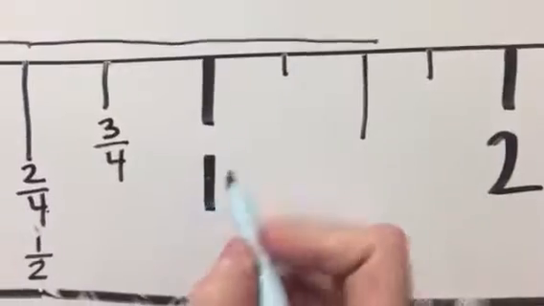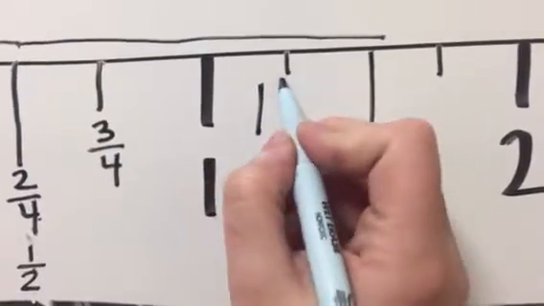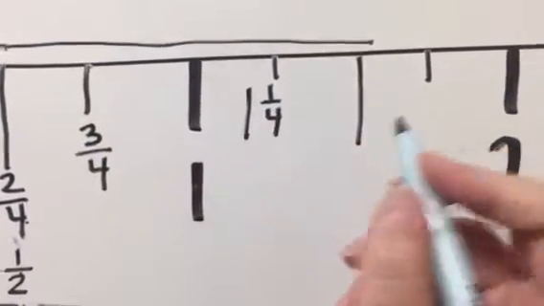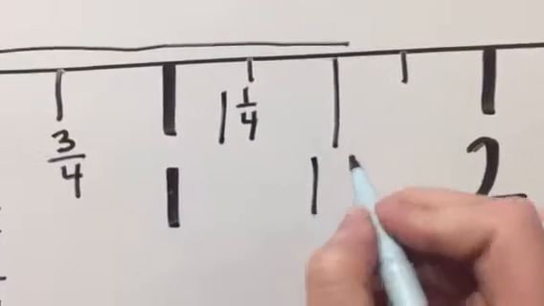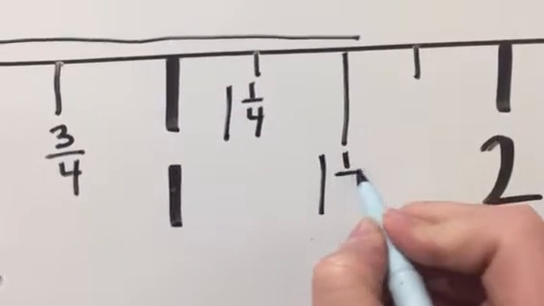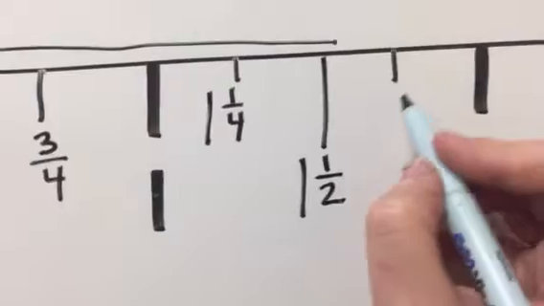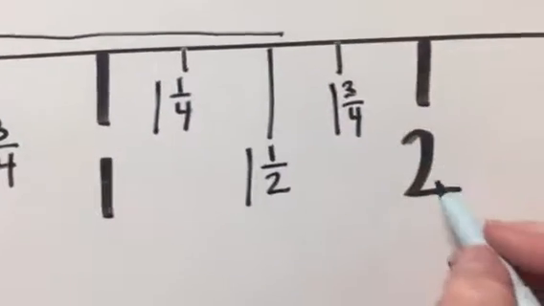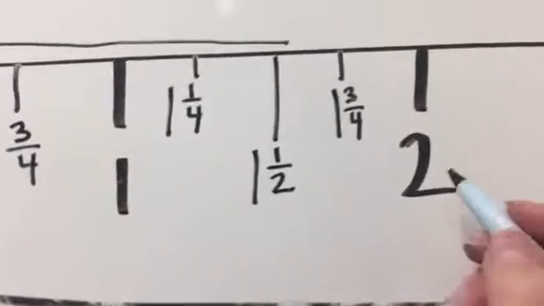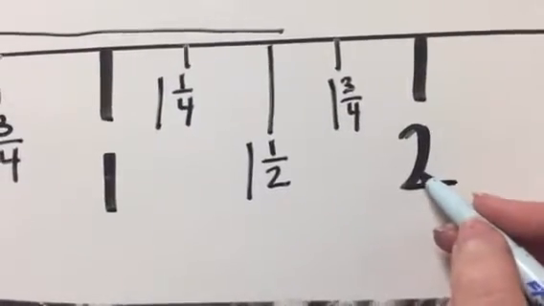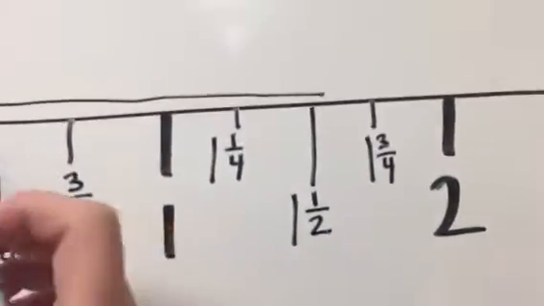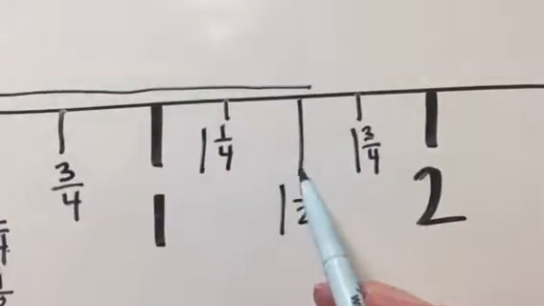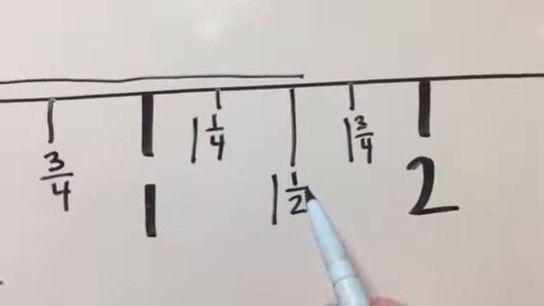Okay, this is 1, so this is 1 and 1 fourth. This is 1 and 2 fourths, or I could say 1 and 1/2 instead. And this is 1 and 3 fourths. And this is 2, which is the same thing as 1 and 4 fourths. This is my 2. So if the object came all the way out here, it's very close to 1.5 inches.